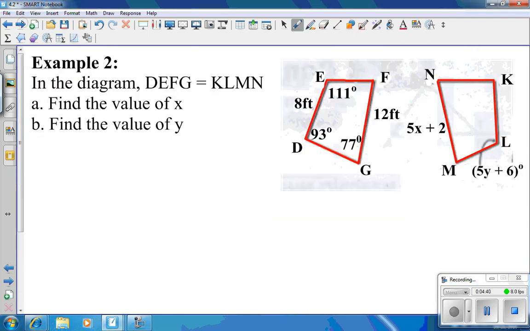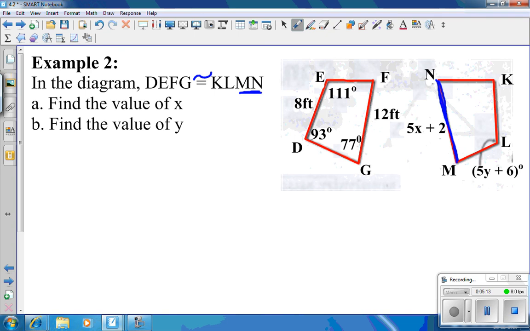All right, so the next one, in example 2, we have quadrilateral DEFG, and it is congruent, with an equal sign with a little squiggly above it, to the quadrilateral KLMN. We need to find the value of x. So first thing you want to do is find x on your picture. And x is this side length right here. That's the only one that has x. So I'm looking at NM.